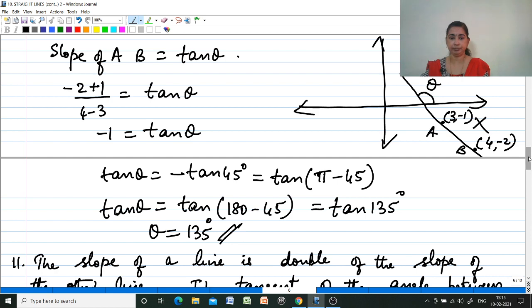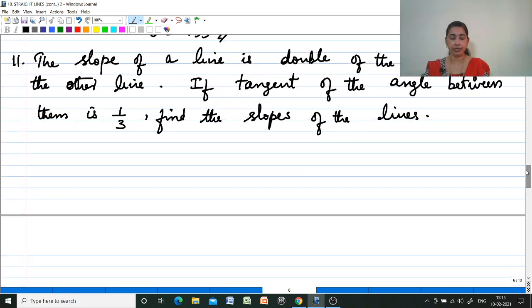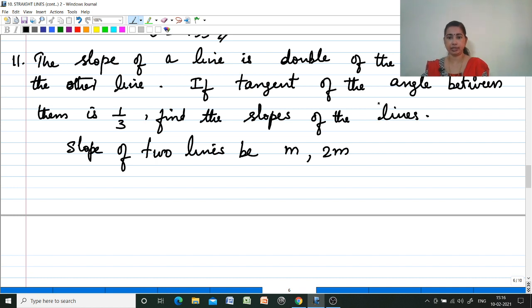Now next one, the slope of a line is double the slope of the other line. Slope of one line is double that of the other. So if the slopes of the 2 lines are m and 2m, because one slope is twice the other, and the tangent of the angle between them is 1 by 3, find the slope of the lines.